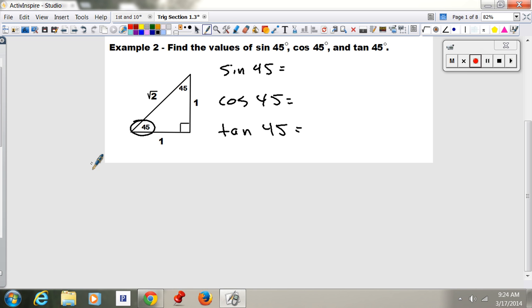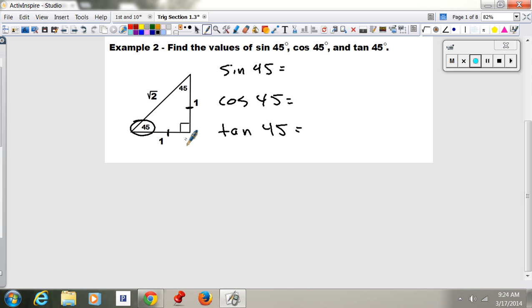In every 45, 45, 90, the two legs are equal. You notice how both of these are 1s. They have to be the same. They could both be 4s, they could both be 2s, they could both be 7s, whatever. They have to be equal. And then this hypotenuse is going to be radical 2 times the leg. So this is a 1 radical 2 there.